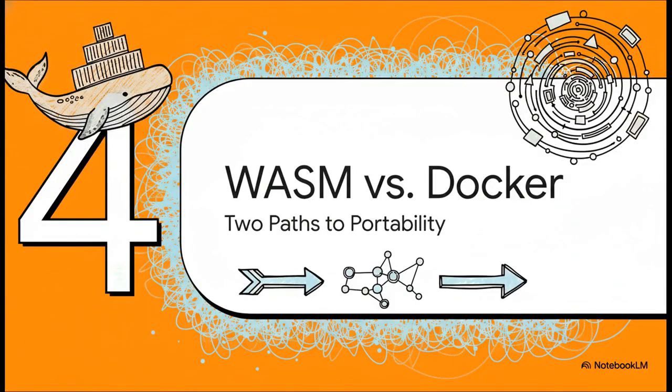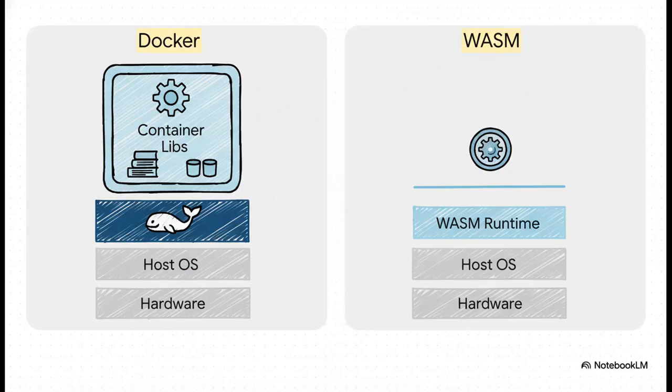Okay, so we've got Docker and we've got WASM, and both of them are making this big promise of portability, but they go about it in pretty different ways. So let's put them side by side and really see what's going on. So if you look at how they're built, you can see the core difference right away. Docker is basically creating a mini, virtualized operating system.